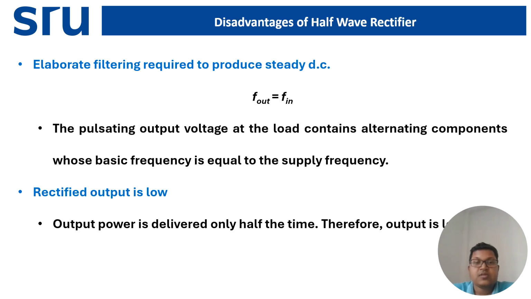Now we will see the disadvantages of the half wave rectifier. Elaborate filtering is required to produce steady DC, that is, the output frequency should equal the frequency of steady DC. This is very much undesirable. The pulsating output voltage at the load contains alternating components whose basic frequency is equal to the supply frequency. So the rectified output is low. Output power is delivered only half the time, therefore the output is also low. So you understood, these are some major disadvantages of the half-wave rectifier.